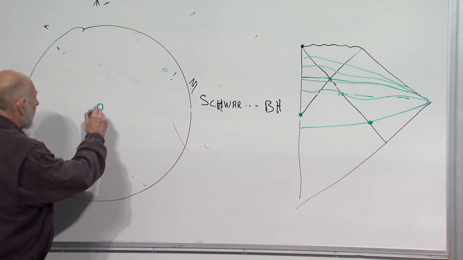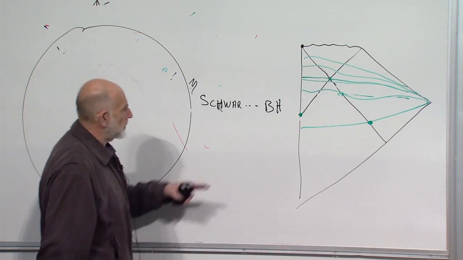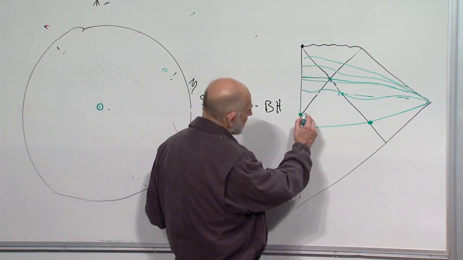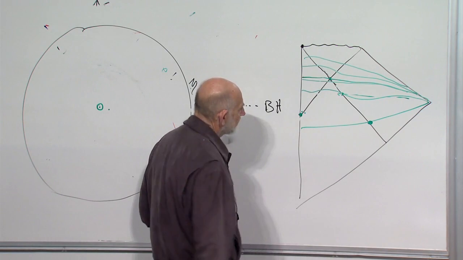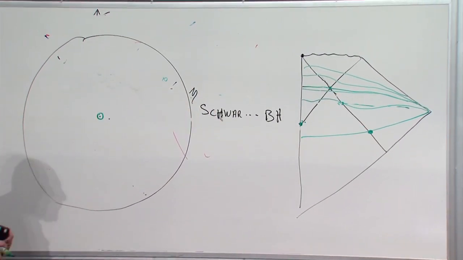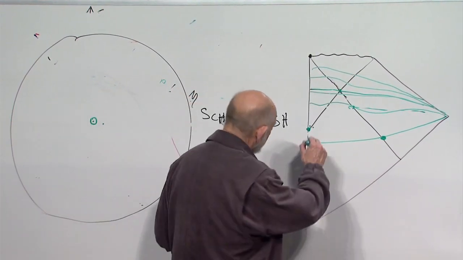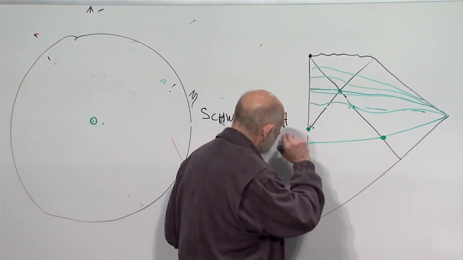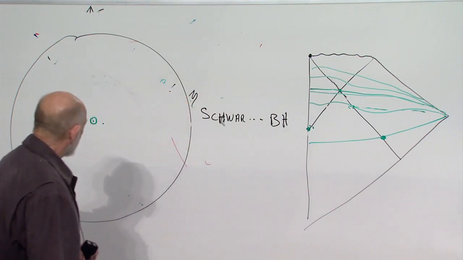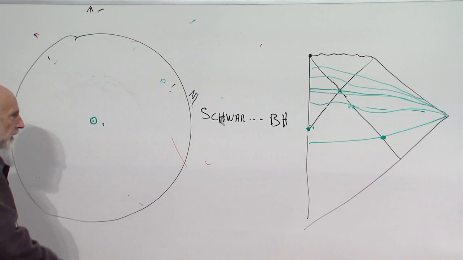Only if you're right near the center here are you doomed. If you're out here, you still get a chance to get away. That corresponds to being here or here. A little tiny horizon has formed. If you're in here, you're dead. If you're out here, you've got a chance. All right, same thing here. If you're in here, you're dead. If you're out here, you've got a chance.